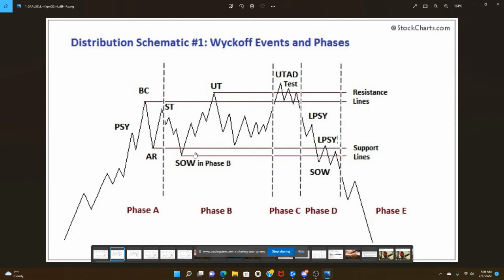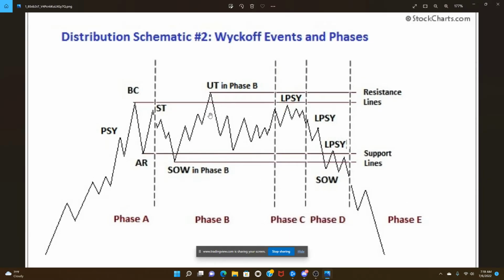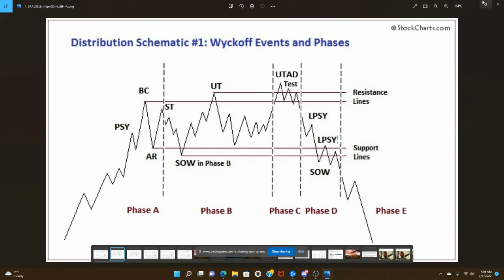You do have a low SOW in phase B, but here you don't really get that significant retrace in the schematic. You actually get the retrace more in schematic number 2. So you get here, then a retrace up here. But again, the idea is that you have these expansions of volatility.